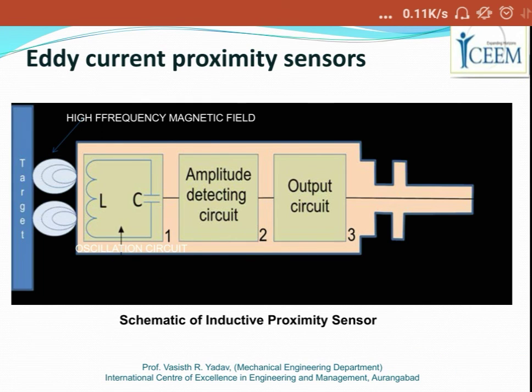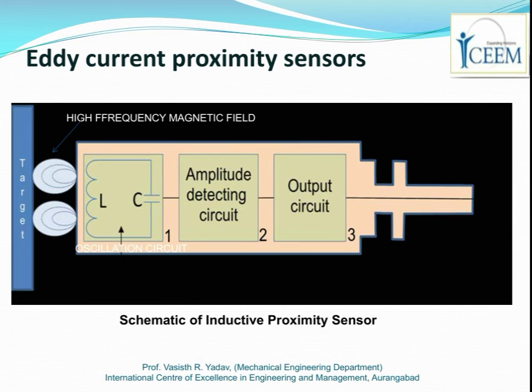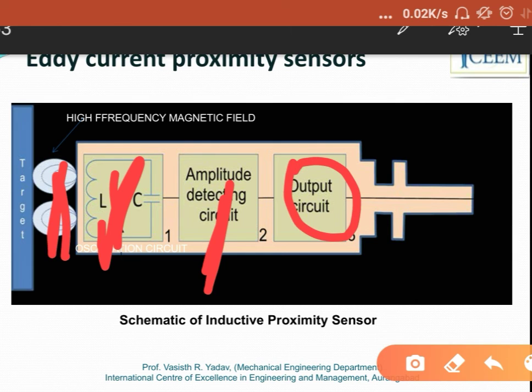Now, eddy current proximity sensors are basically used to detect non-magnetic but conductive materials. They are used to detect non-magnetic materials, but the material should be conductive. These types of sensors comprise a coil. So we discussed that this is the coil. It comprises a coil, an oscillator, a detector, that is the amplitude detecting circuit, and an output device, or we also refer to it as a triggering circuit. We can see all this in the given figure.